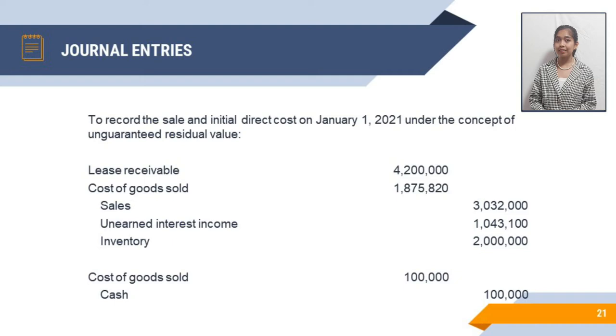So for the journal entries naman, to record the sales and initial direct cost on January 1, 2021 under the concept of unguaranteed residual value. First, let's debit the lease receivable amounting to 4,200,000, debit cost of goods sold 1,875,820. Let's credit the sales 3,032,640, credit unearned interest income amounting to 1,043,180 and credit inventory 2,000,000. Let's also debit the cost of goods sold amounting to 100,000 and credit cash amounting to 100,000.